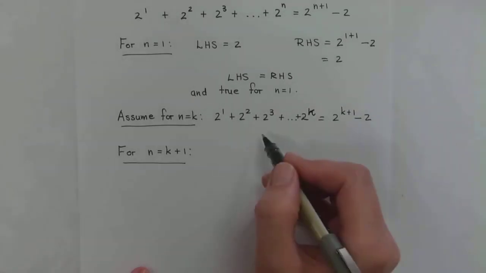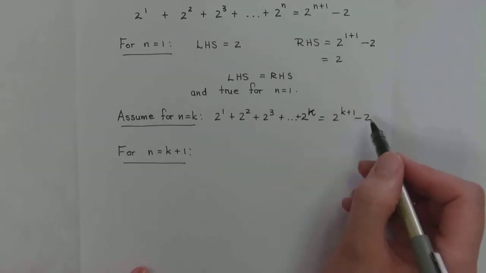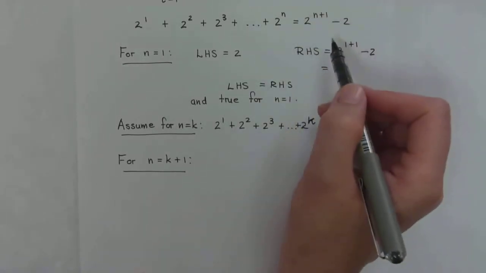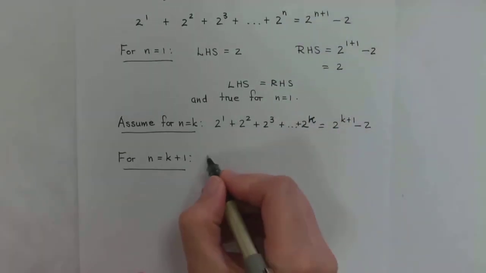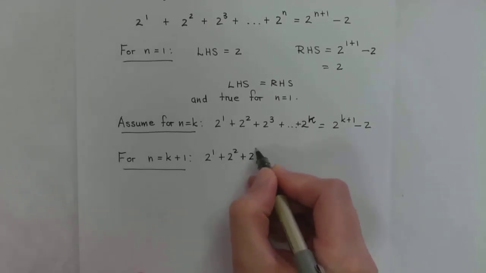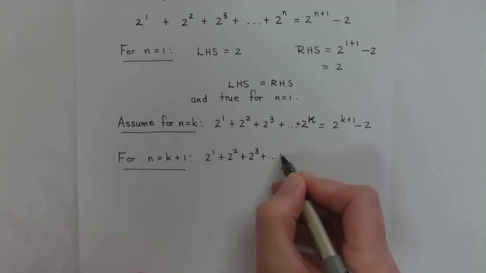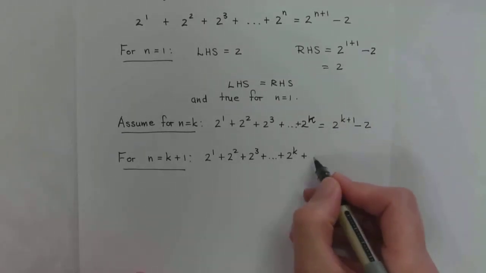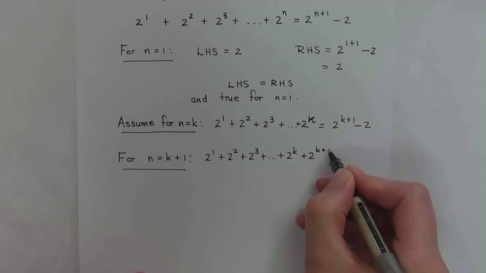So that's what I'm doing. And please remember, I'm not going to sub k plus 1 into this formula because this is what I'm trying to prove. Okay, so first I'm going to say 2 to the power of 1 plus 2 to the power of 2 plus 2 to the power of 3, skip a few, plus 2 to the power of k. So the next term that I add will be 2 to the power of k plus 1.